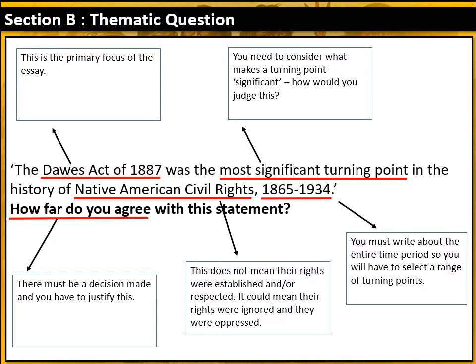What they are looking for you to do is select a range of turning points, therefore. So don't just mention things in the 1900s here. Your essay will lack breadth. You need to mention things from 1865 to 1934, broadly speaking.